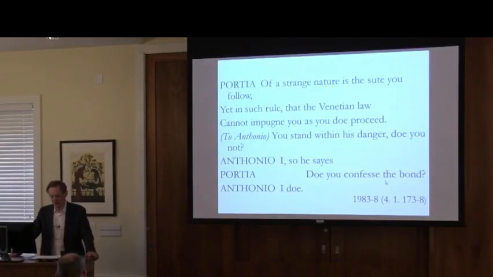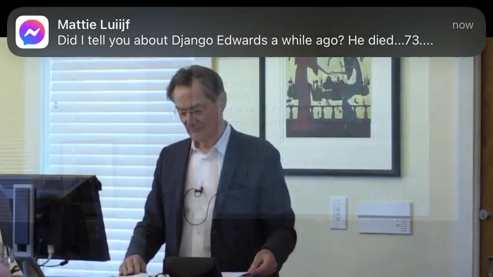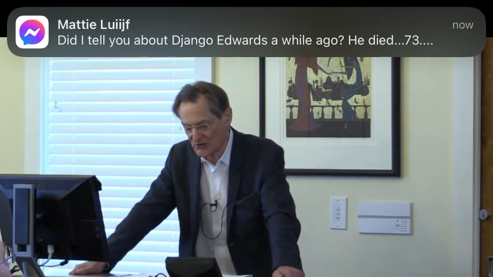Okay, there's the preliminaries, and now Portia enters, and the trial gets underway. And here is Portia. Of a strange nature is the suit you follow, yet in such rule that the Venetian law cannot impugn you as you do proceed. You stand within his danger, do you not? Aye, so he says. Do you confess the bond? I do. Notice Portia admits that Shylock's cause is juridical.